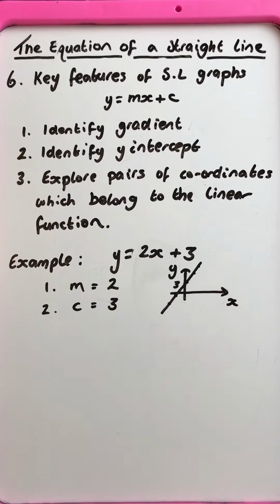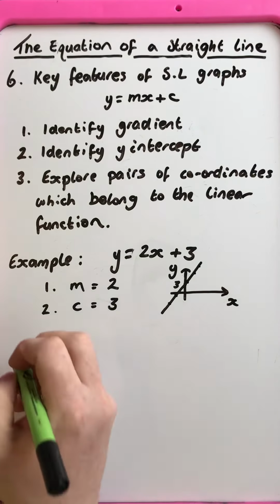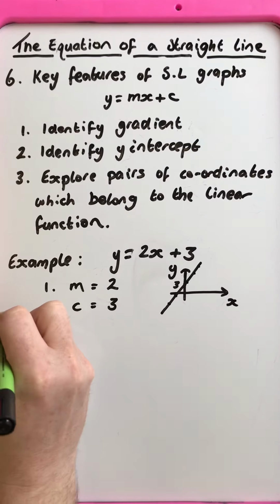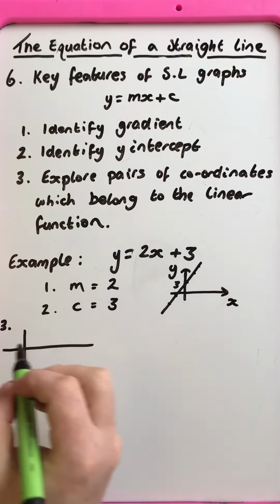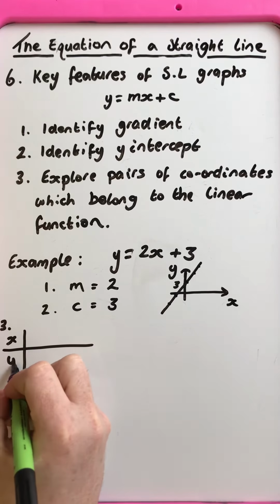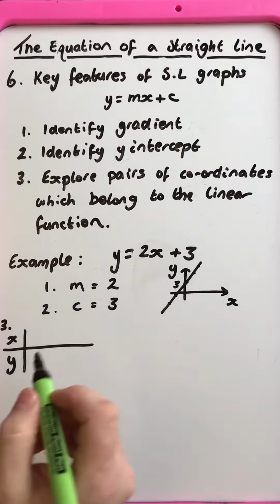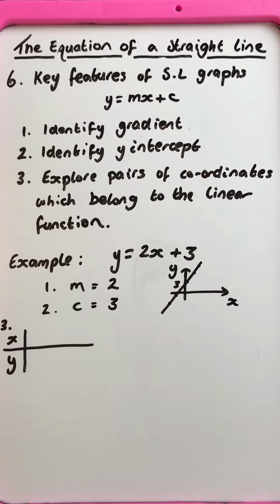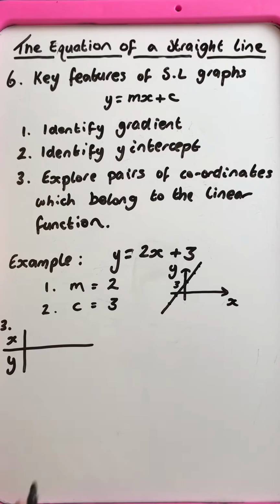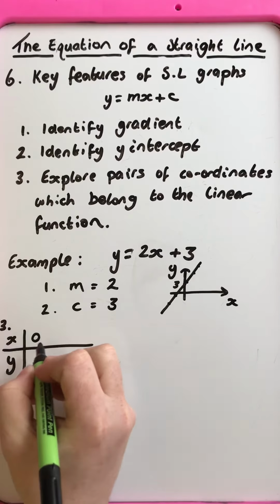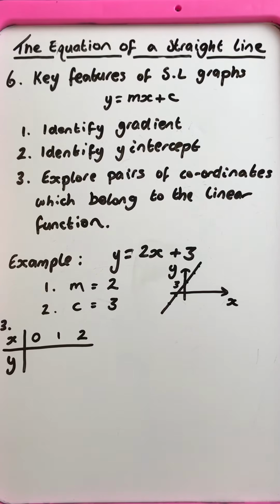Now in the previous video we've looked at tables of values. Right, I'll just move over a wee bit here. So let's do that again for this third part. Table of values. We can choose any values, right? From 0 we could choose negative values, we could choose positive values, we can choose 0. So today let's just go with 0, 1 and 2. Let's be kind to ourselves.